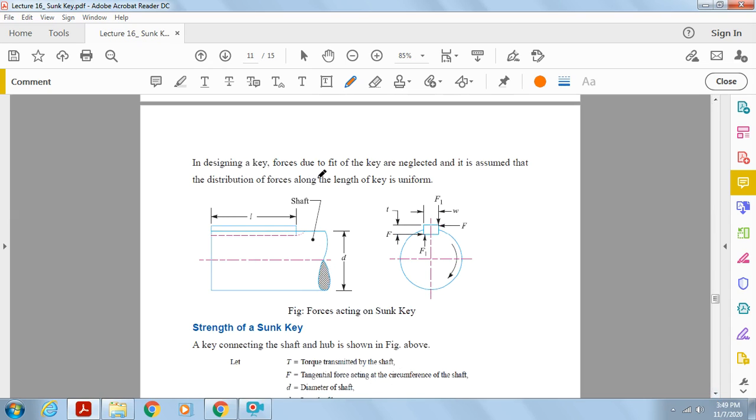In designing a key, forces due to fit of the key are neglected, and it is assumed the distribution of the force along the length of the key is uniform.